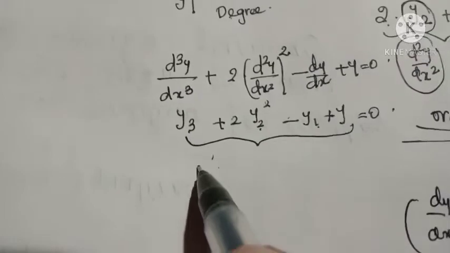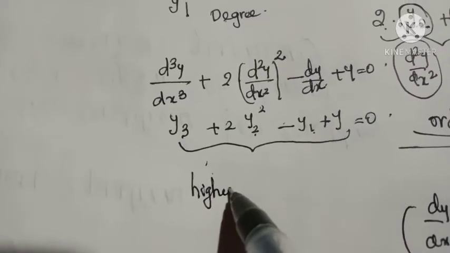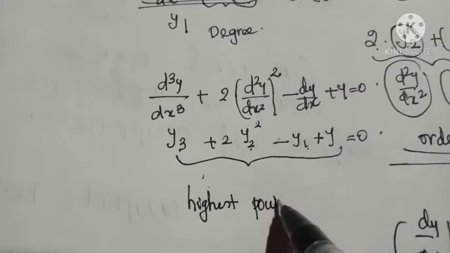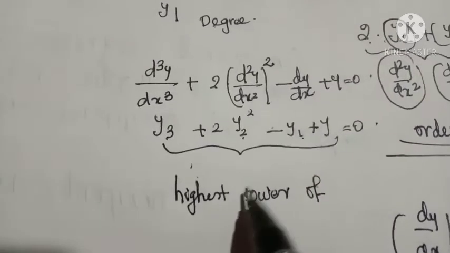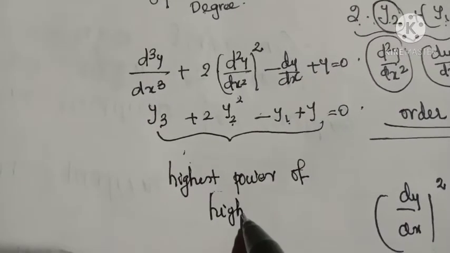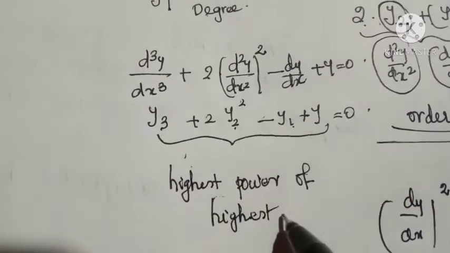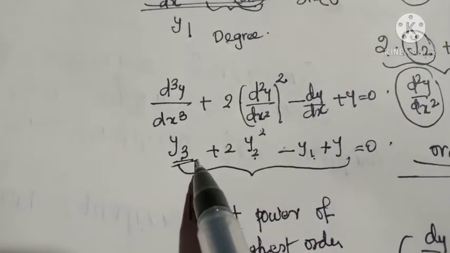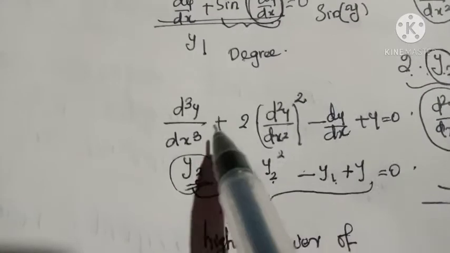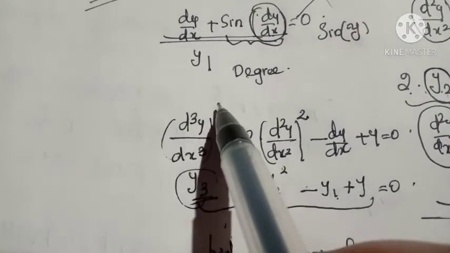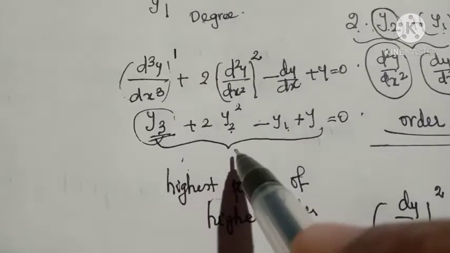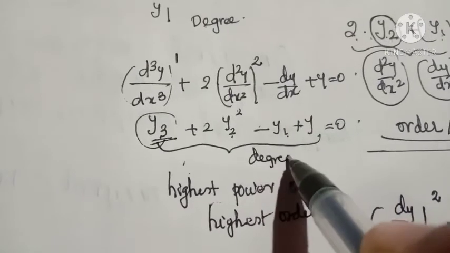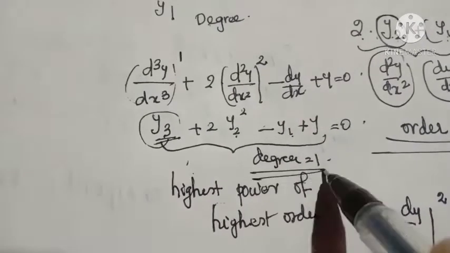That is the meaning of degree: highest power of highest order. So in the above differential equation, highest order is y triple dash, third order. Its power is 1, and therefore degree is equal to 1.